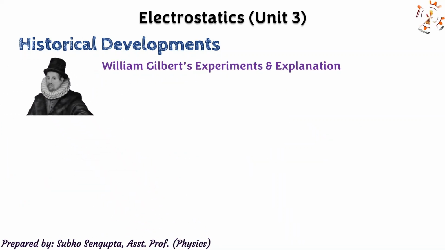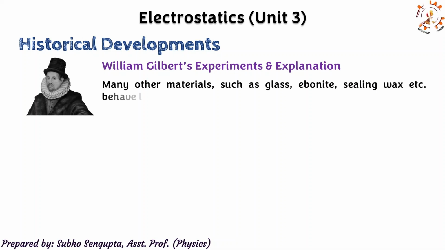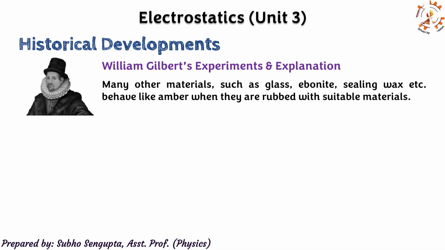In the year 1600 AD, Dr. William Gilbert, in his book De Magnete, which means On the Magnet, gave the first scientific account of the early experiences of electric and magnetic effects. He found that many other materials, such as glass, ebonite, sealing wax, etc., behave like amber when they are rubbed with suitable materials. He introduced the name electrica for substances like amber.